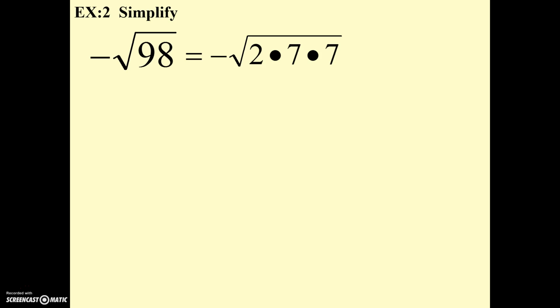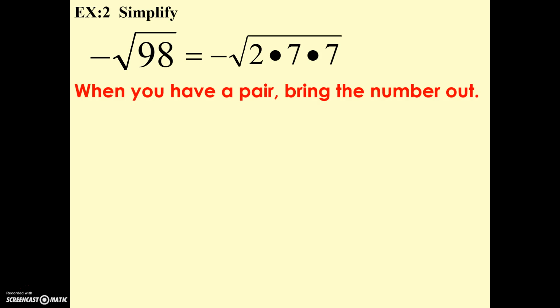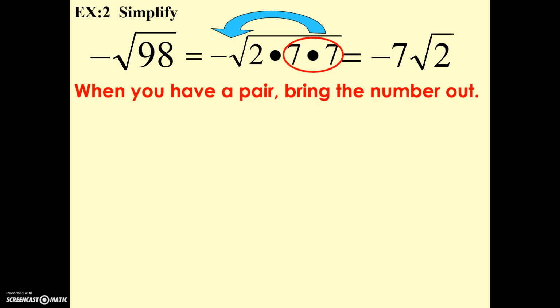Now, going with the same thing we've said, I have a pair of 7s. We are going to bring that out. And basically, we have to multiply by whatever is out there already. So because we have that negative sign, we treat it as -1. So we're going to do 7 times -1. And that will give me -7 on the outside. My 2 stays underneath the radical. So I have -7 radical 2.